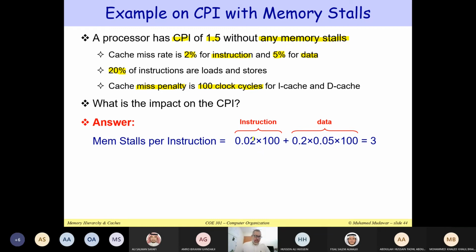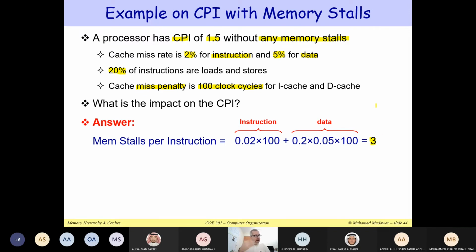If you want, you can actually combine them. You can combine the 0.02 plus the 0.2 multiplied by the 0.05. This will give me the combined misses per instruction, and then you can take everything and multiply it by 100. You get the same result. You get 3.